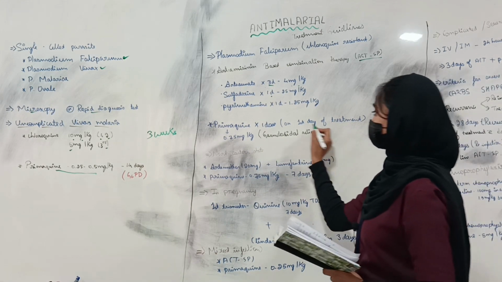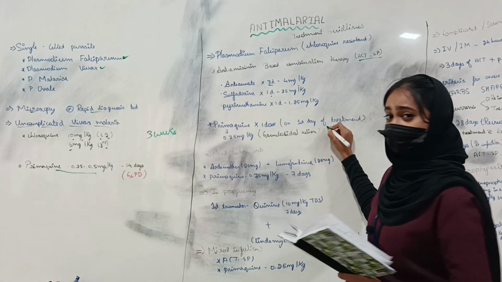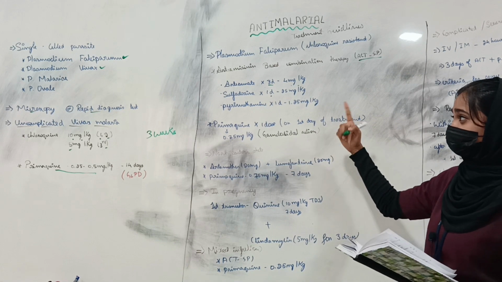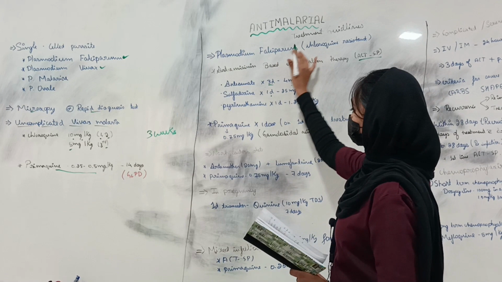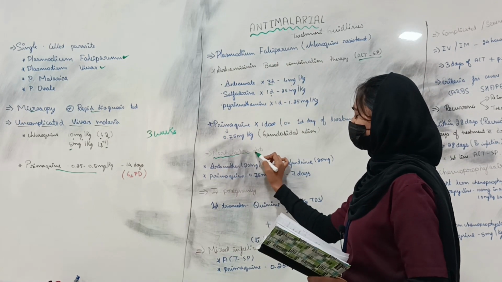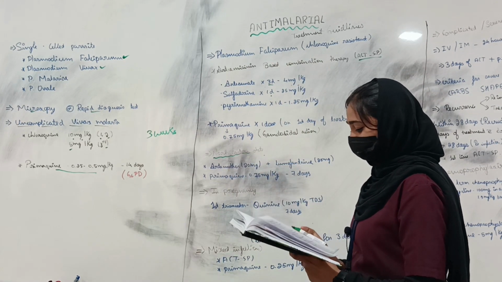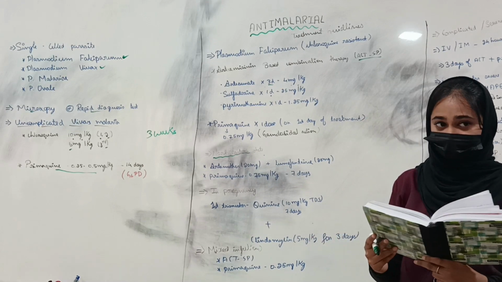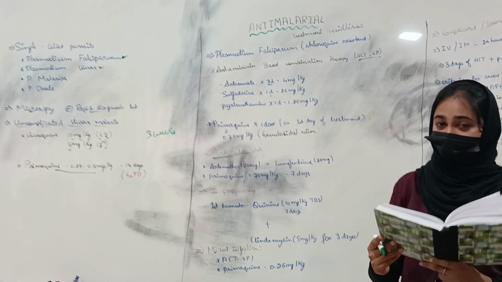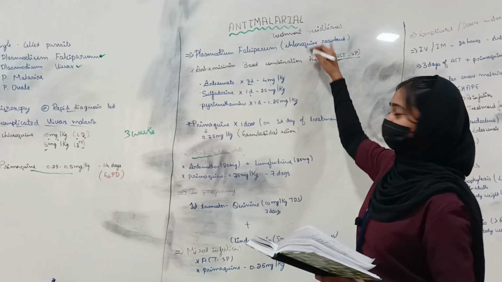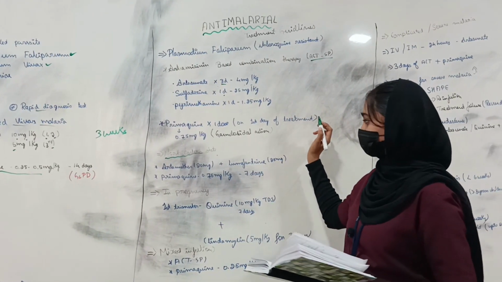This is having a gametocidal action. Whatever gametes have been produced by the Plasmodium parasite, it will kill those. This treatment is for the northeastern states. When I say northeastern, it is Arunachal Pradesh, Manipur, Meghalaya, Mizoram, Nagaland, and Tripura. Apart from this, for the remaining states, this is the treatment.